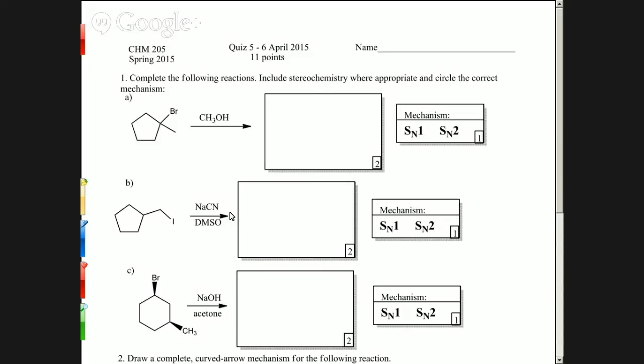Can you see the board okay, or do you want me to turn the lights off? Good? Yeah, okay. Let's look at this first one then.